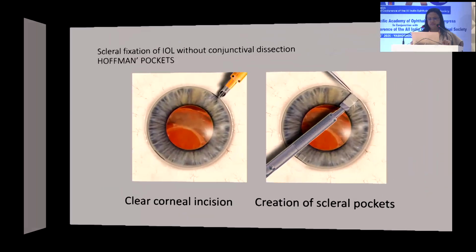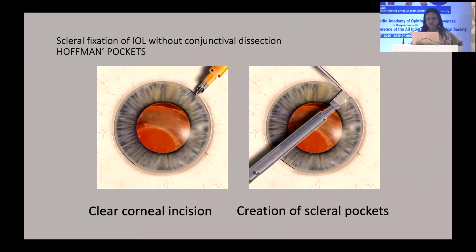So just to give us a brief explanation about Hoffman's pockets. You can see that here I've created an incision, and a scleral pocket approximately about 300 to 400 microns depth is made from the corneal side. So you're not opening the conjunctiva. There's always a risk of bleeding. Then you make 2 across each other. You can make it a 3 and 9 o'clock position.